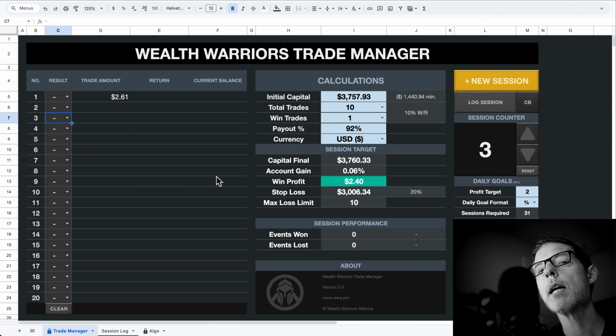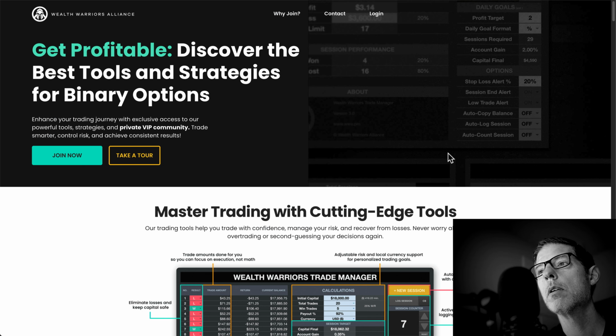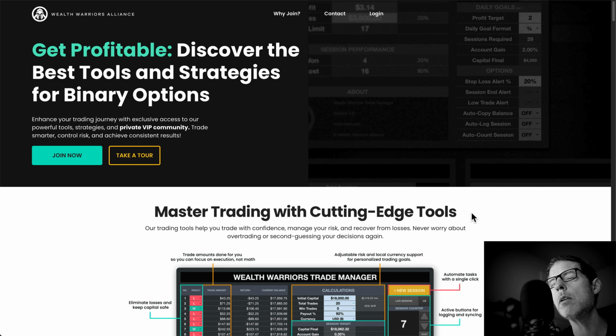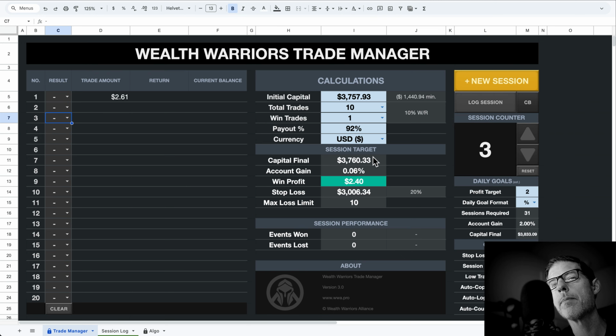Now, if you guys want all the cutting edge tools, if you want the trade manager to help you level up your trading, you can use any type of money management. You don't have to use the trade manager. If you guys have a structure or something, maybe it's martingale, I don't know, whatever you want to do, at least have some type of money management in place, because that's going to give you that edge that you need.